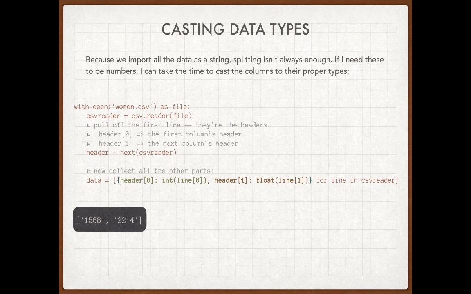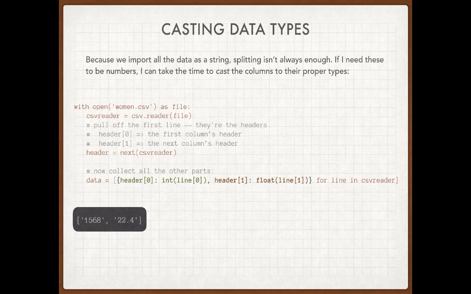So what I'm going to do is cast the data types. The first one, 1568, is actually an integer. So I'm going to tell Python to cast that from a string into an integer. The second data value, 22.4, is a floating point number. Again, that's in opposition to a fixed point number. That terminology goes all the way back to the 1950s or earlier. But instead of a string of 22.4, I'm going to turn that into a floating point number of 22.4.